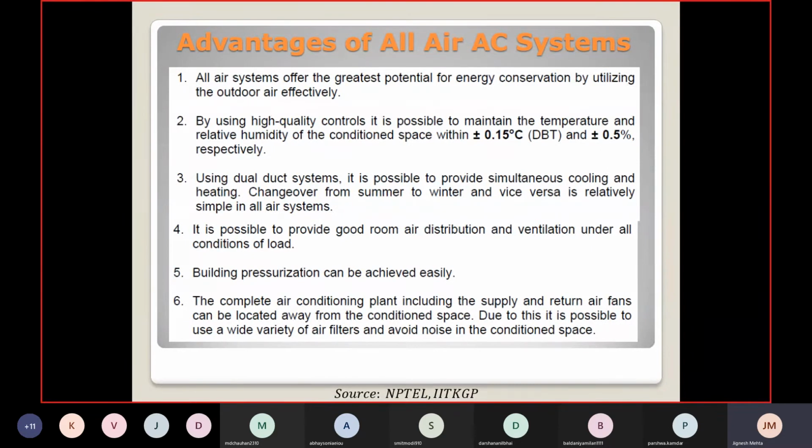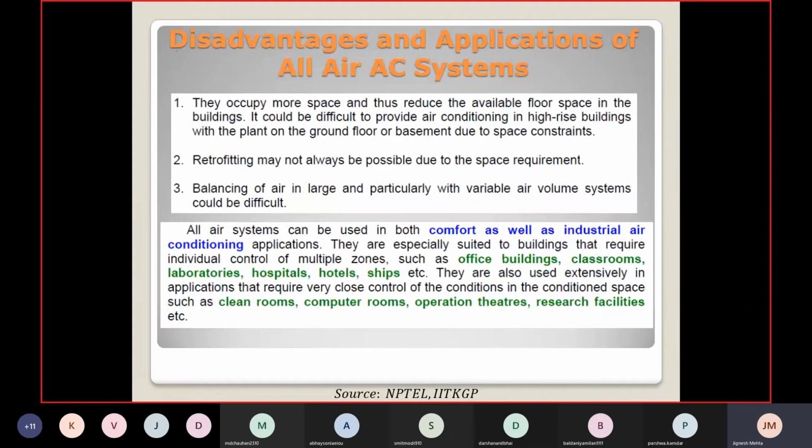Then the complete air conditioning plant, including the supply and return air fans, can be located away from the conditioned space. Due to this, it is possible to use a wide variety of air filters and avoid noise in the conditioned space. So all air conditioning equipment is away. None of that is inside the space. It's only the duct opening. So that may be an advantage in many cases.